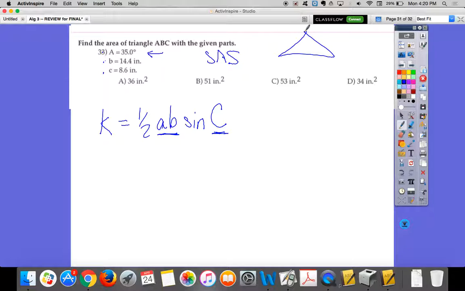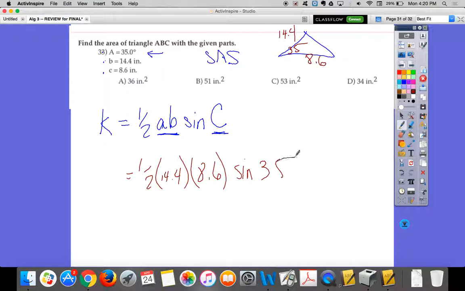If you drew your triangle and you labeled it all, you would get the 14.4, you would get the 8.6, and the angle is here in between, so it's a perfect fit. Okay, so we're going to put our two side lengths in here, 14.4, 8.6. We're going to do sine of our angle. Let's type that in, and we will have our answer. So 0.5 times 14.4 times 8.6 times sine 35. And I've got 35.5, which looks like they rounded to 36.